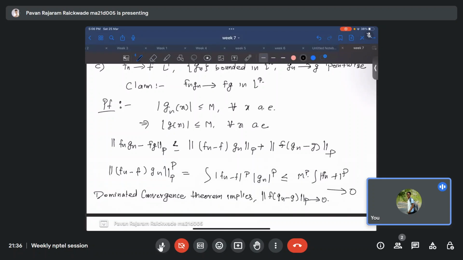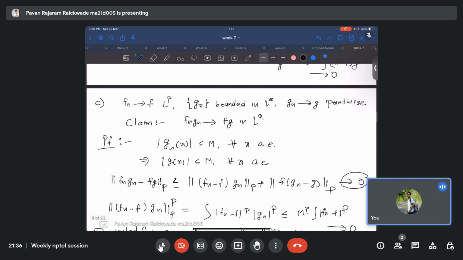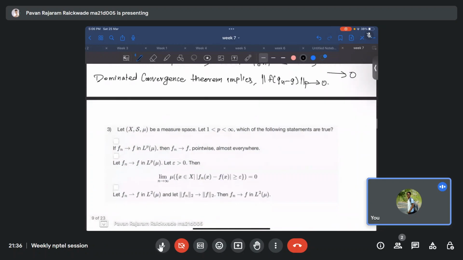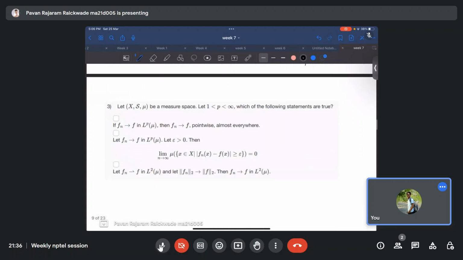You just have to take the bound, because with mod f only you will get gn minus g; by the triangle inequality it will be less than or equal to M to the power p times mod f to the p, which is integrable. So by the dominated convergence theorem the whole thing is integrable and converges to 0. So we are done, this thing also goes to 0. So fn gn goes to fg in Lp. Okay, cool.